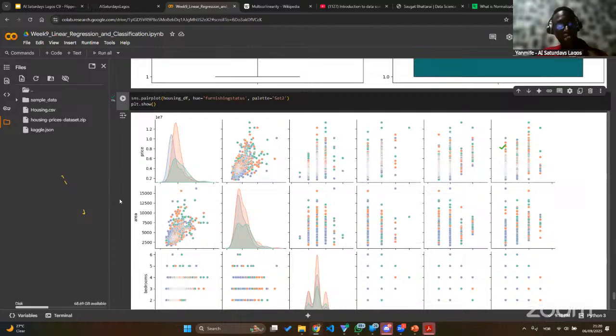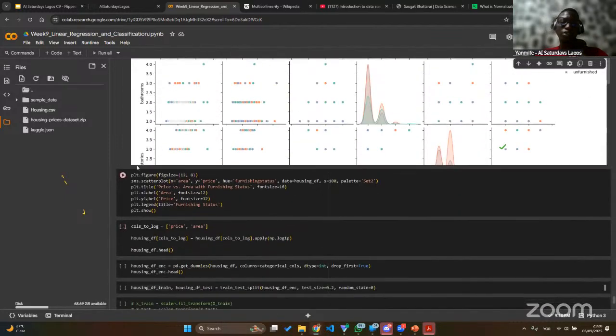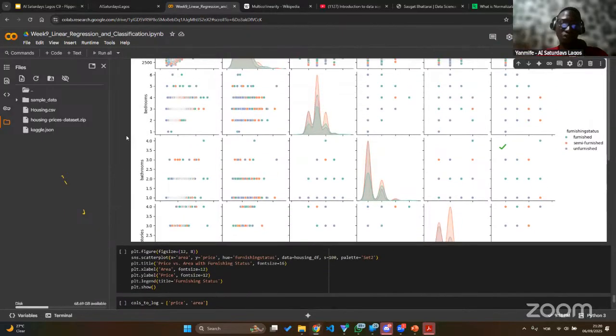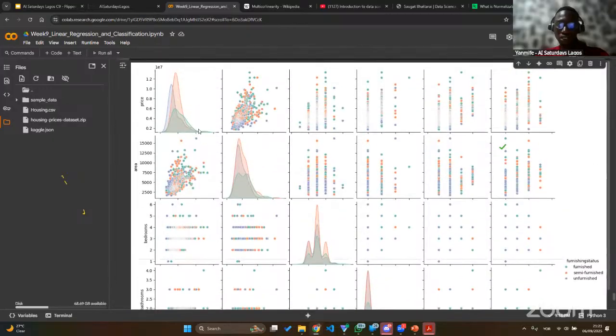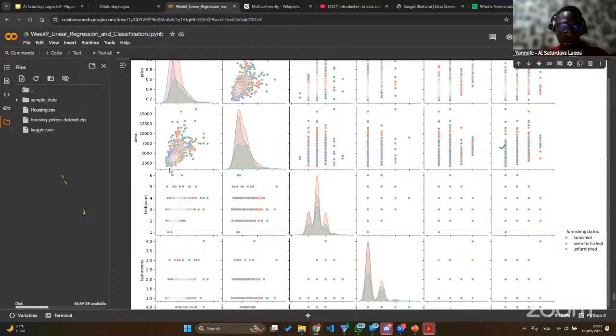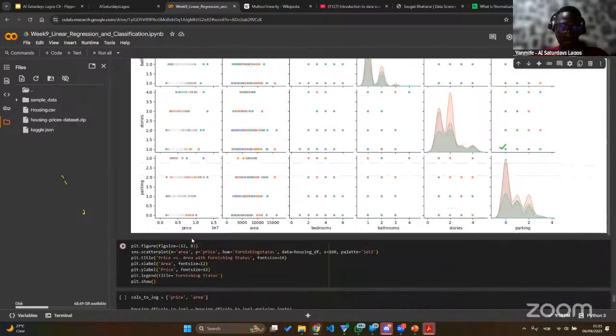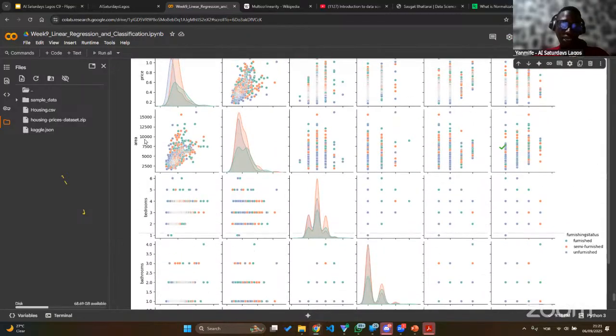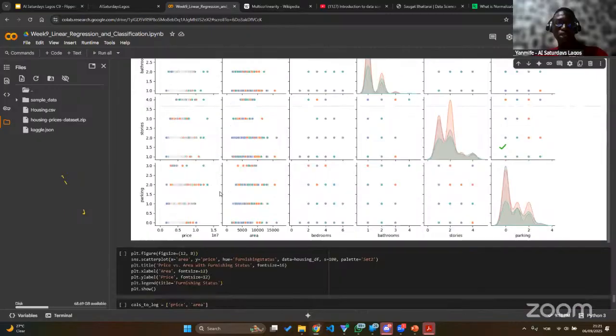So it's just a means of showing it, it helps you to quickly understand what exactly is going on in your data. From here I can see that this is area, and on the x-axis here, I can come and check price. Oh, area and price have a positive correlation to each other. So this is just a means.